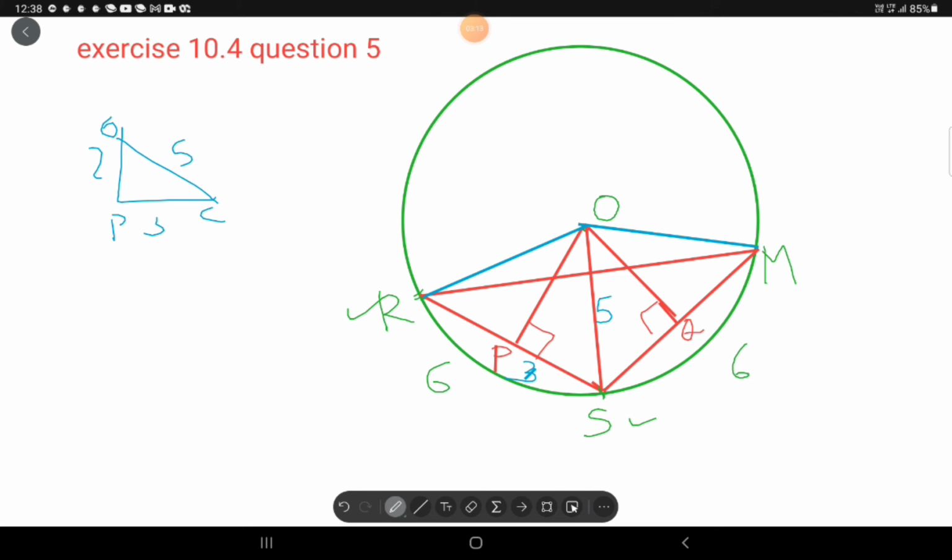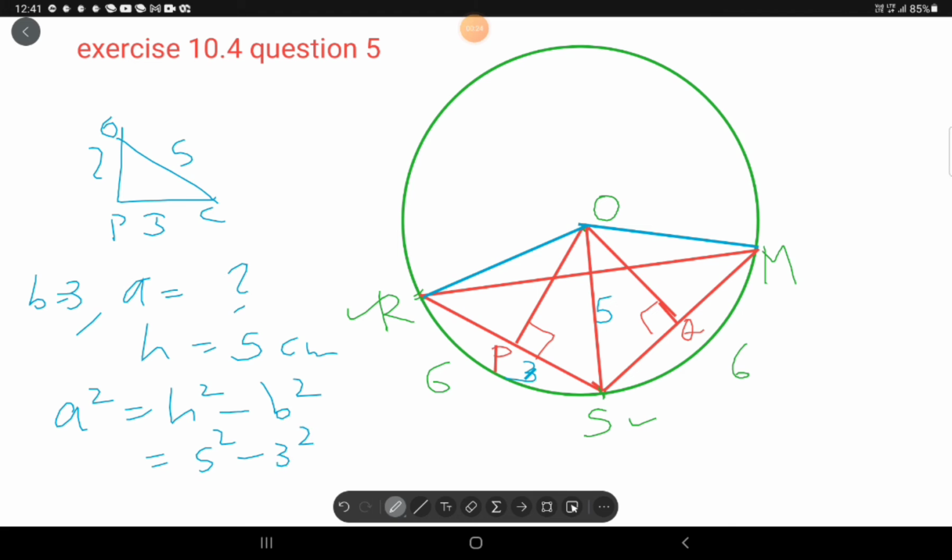We have to apply Pythagoras theorem. So base is equal to 3 centimeter, altitude we have to find, and hypotenuse is 5 centimeter. How can you find the altitude? A square is equal to h square minus b square. That is 5 square minus 3 square, 25 minus 9, that is 16. So A is equal to 4 centimeter. That means OP is 4 centimeter.